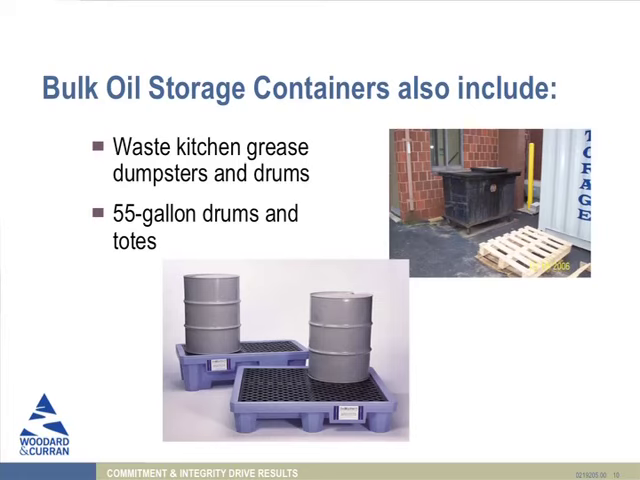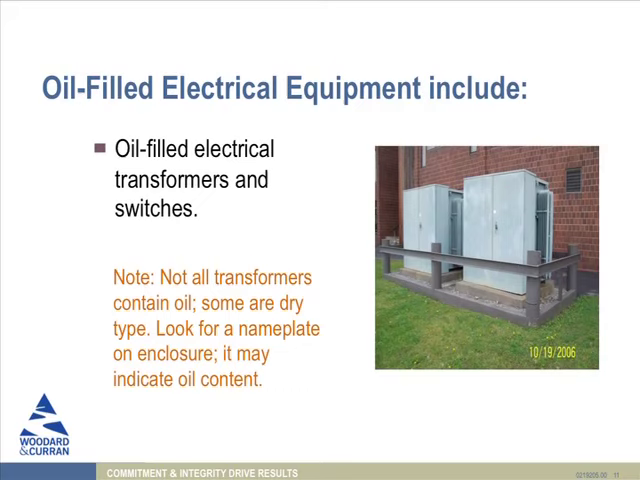More examples are kitchen grease dumpsters, like this one up here. Some of you may have those. And 55-gallon drums. Now this is any kind of 55-gallon drum that contains oil, whether it contains used oil or new oil. If you have new compressor oil, hydraulic oil, motor oil that you store in 55-gallon drums, it's regulated under this program if you have exceeded either the above ground or underground threshold. So those were the bulk storage containers, things that you would normally think of: above ground, underground storage tanks, 55-gallon drums, things that are containing oil.